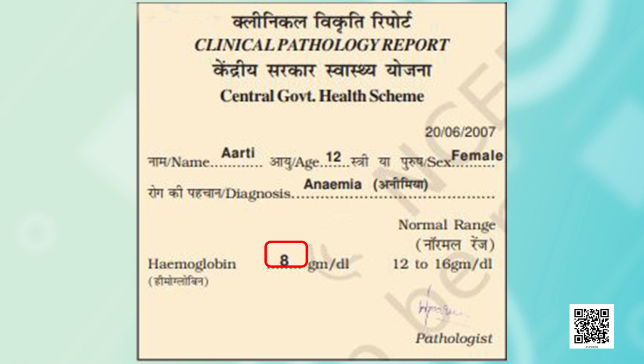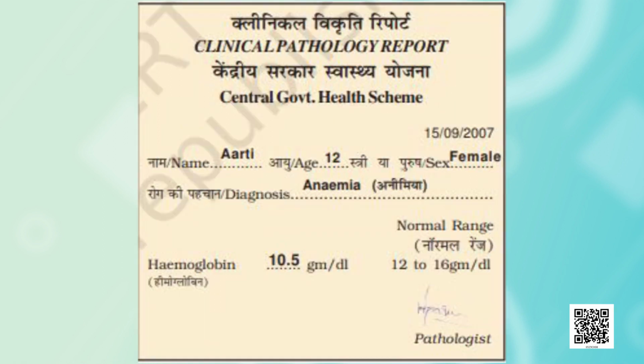Now look at Aarti's second report after she had gone through some treatment. Name Aarti. Age 12, sex female and diagnosis anemia, but the hemoglobin level now is 10.5 grams per deciliter and the normal range is 12 to 16 grams per deciliter. Though it is not in normal range, still it has increased from 8 grams per deciliter to 10.5 grams per deciliter. So look at Aarti's blood report and find out the minimum required hemoglobin.